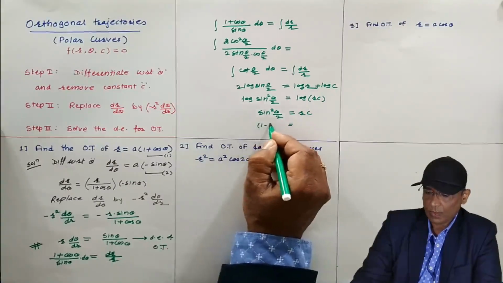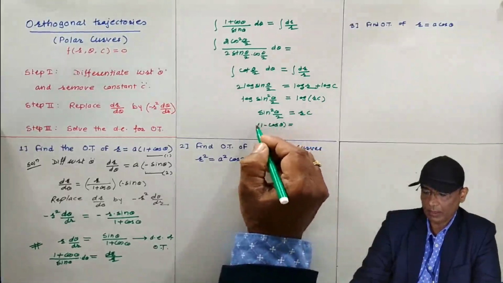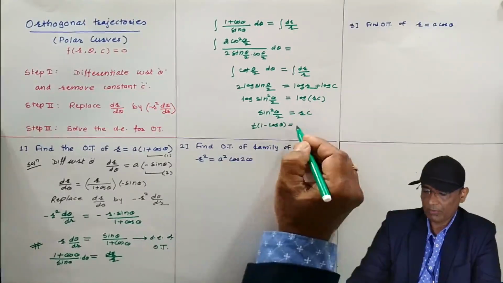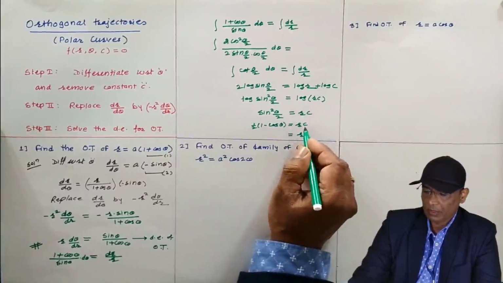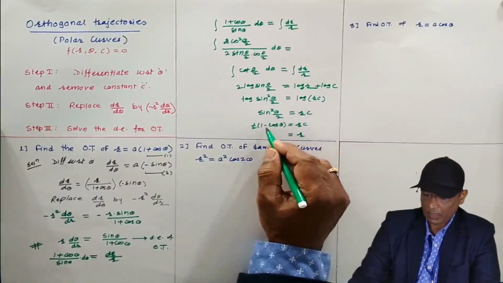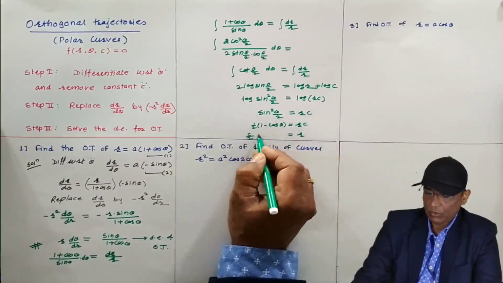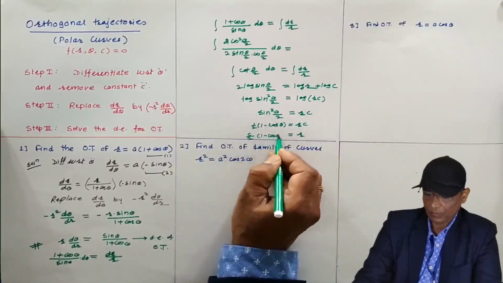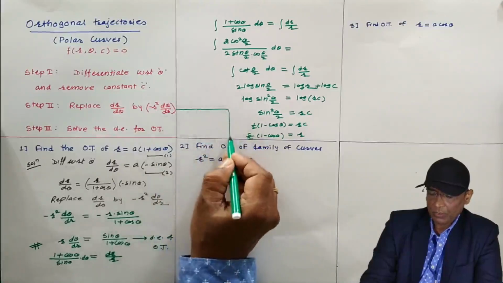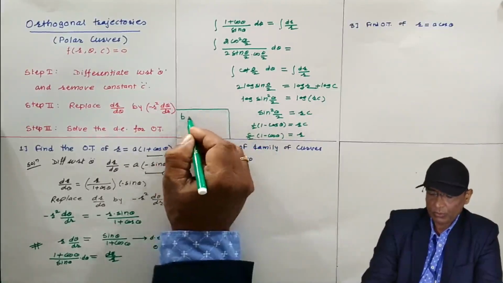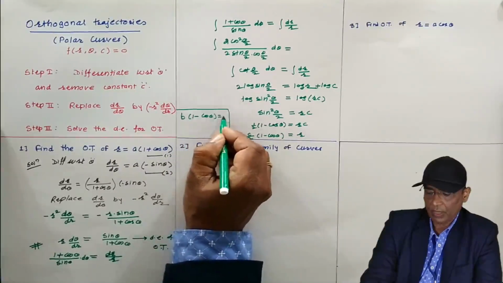1 minus cos theta, okay, and this divided by 2. It's a trigonometric formula. Then r is there, this 1 minus cos theta, r is equal to C by 2, 1 minus cos theta, is it? And this C by 2 can be replaced by what? C by 2 can be replaced by B also, because it is a constant. 1 minus cos theta is equal to r.